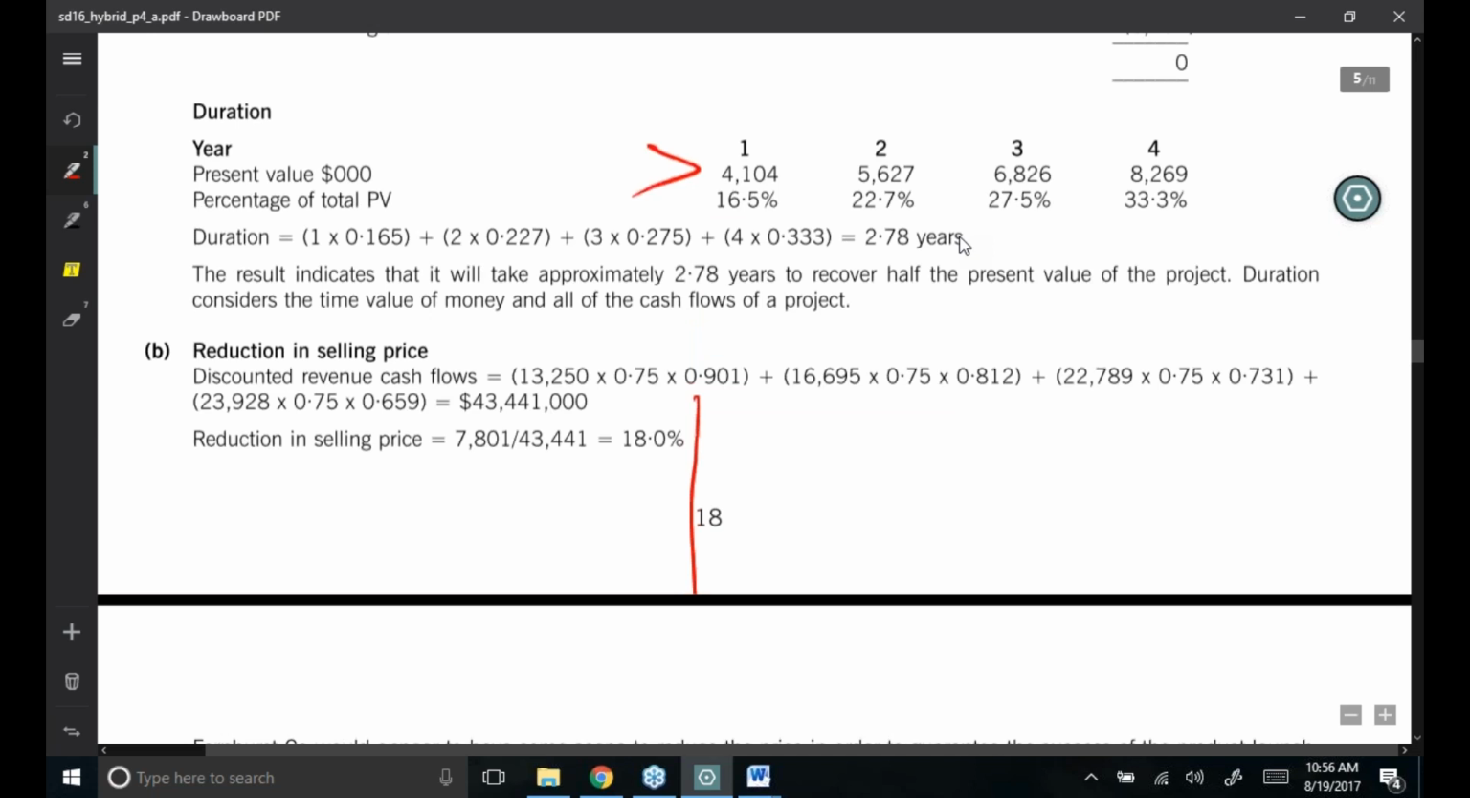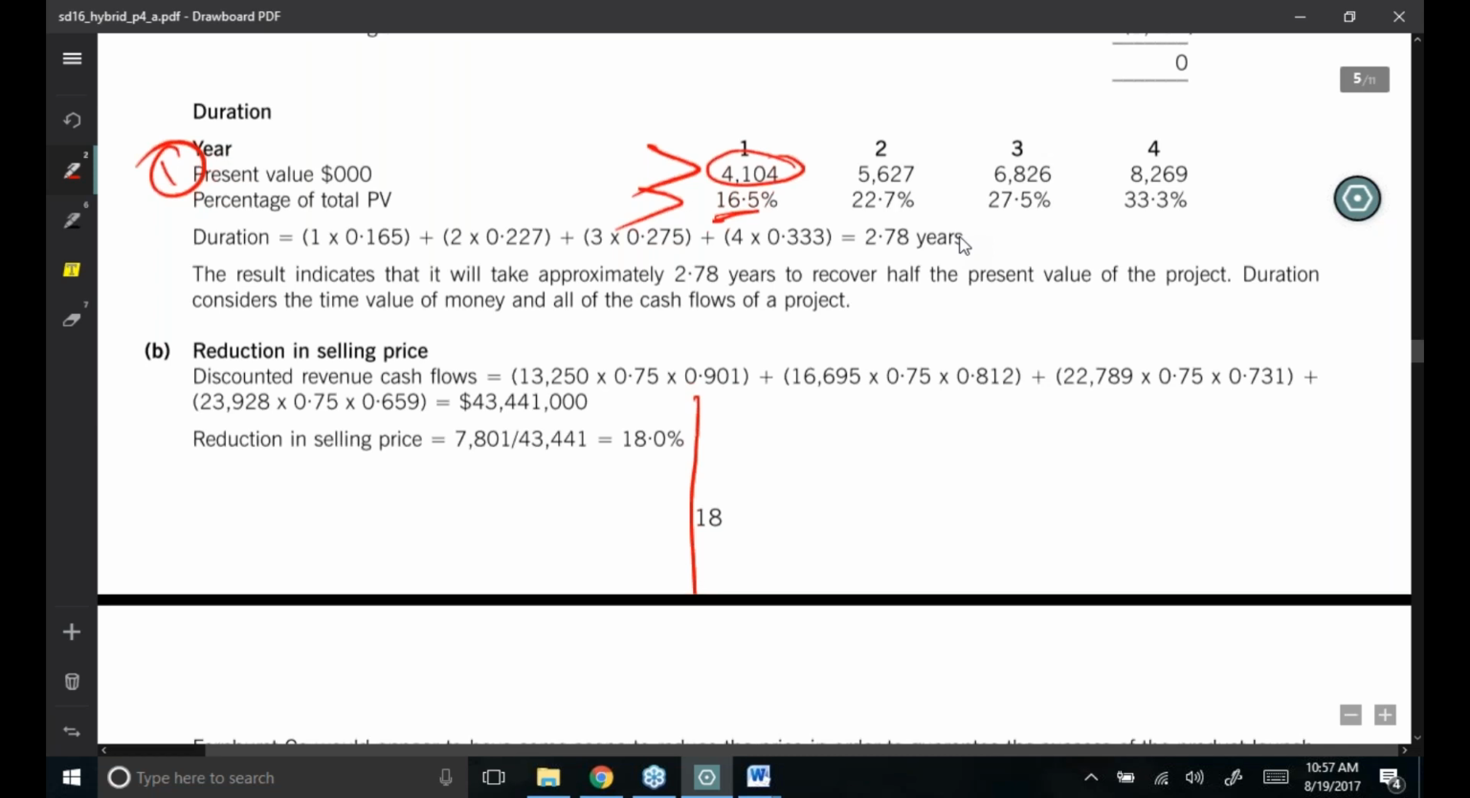And then take the total of present value and divide each year present value with the total to calculate the proportion of total present value. So in first step, you have written all the present values. In second step, you have divided each year present value with the total present value just to indicate where bulk of the present value is there. So how are you going to calculate 16.5? By dividing 4104 with the total present value, then 5627 with the total present value.